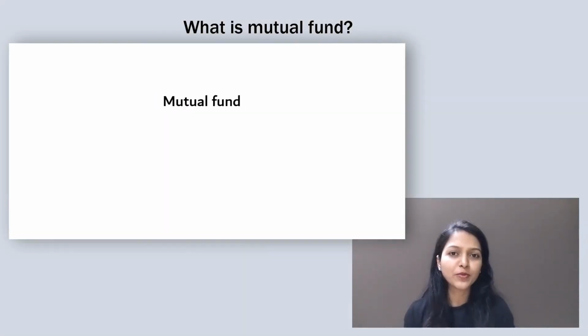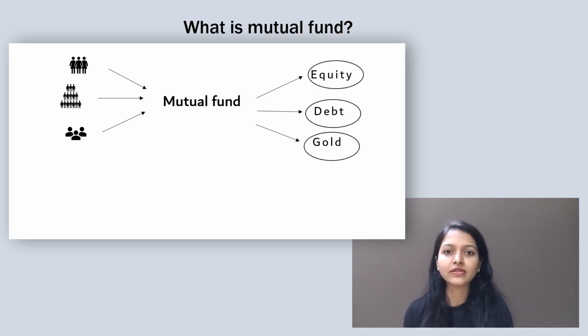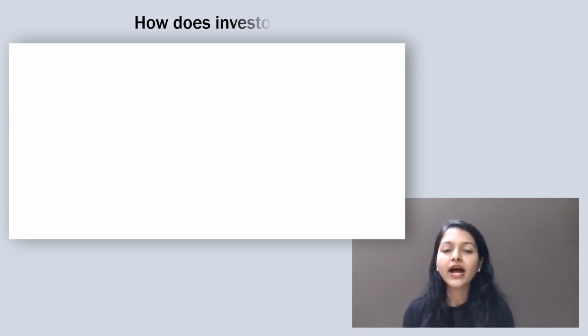Mutual fund is an investment product that pools or collects money from various investors and then invests the collected money in various asset classes like equity, debt, gold, etc. This leads to the creation of a portfolio of assets. Now, understanding how investors make money in mutual funds.